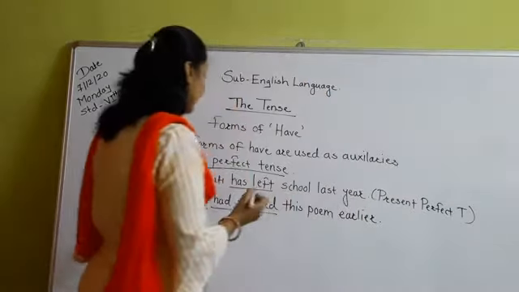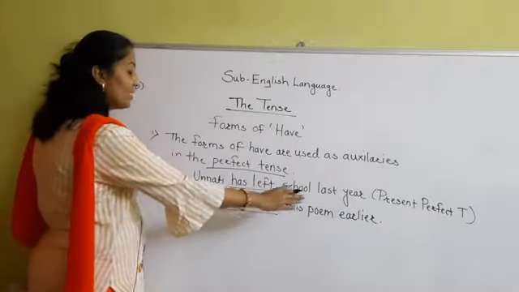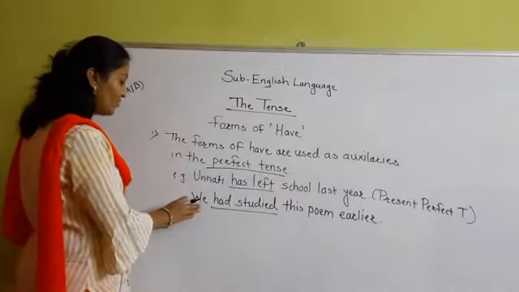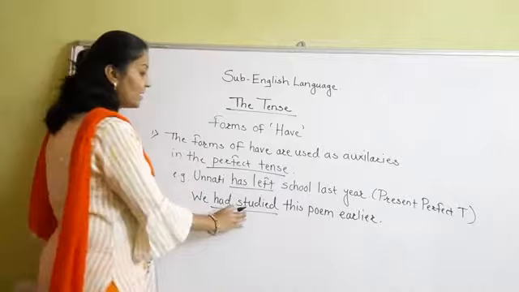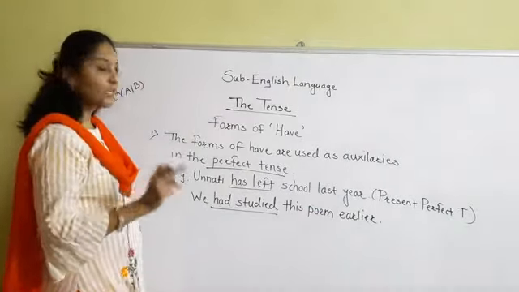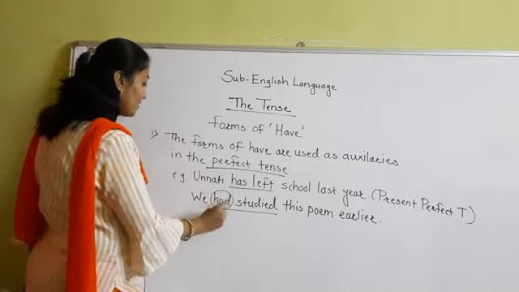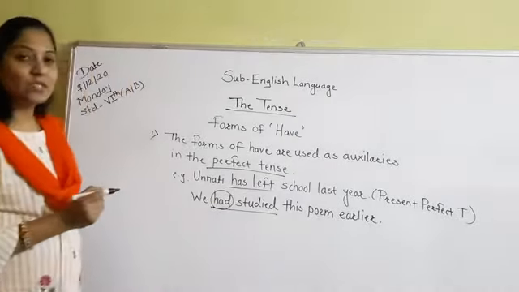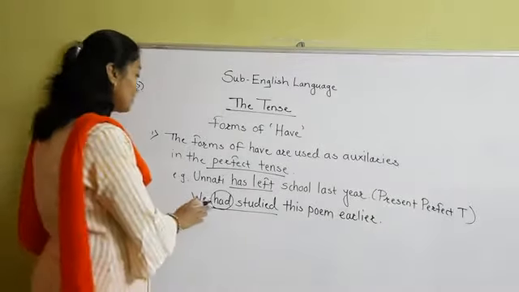Present perfect tense. Now see the second sentence. We had studied this poem earlier. So in this sentence, we is the subject, had is the form of have. We had studied this poem earlier. But students, if you notice, we have used had here, and had we are using in the past perfect tense.